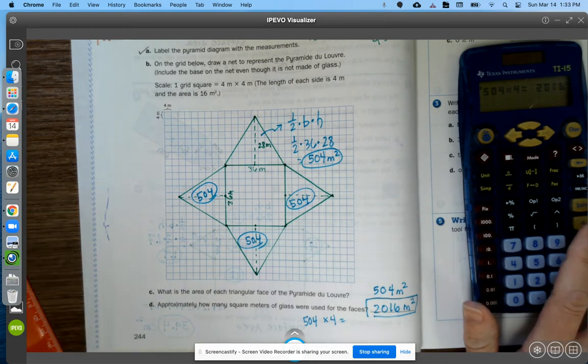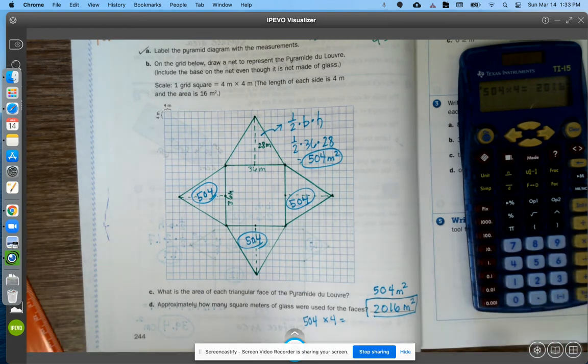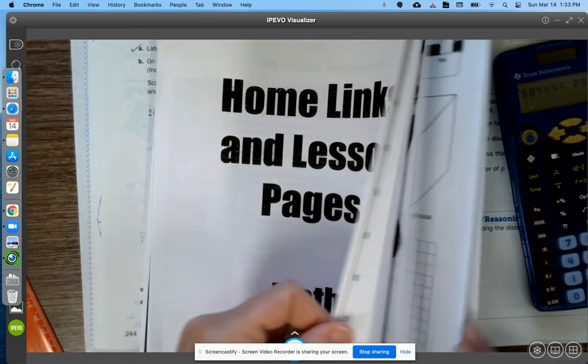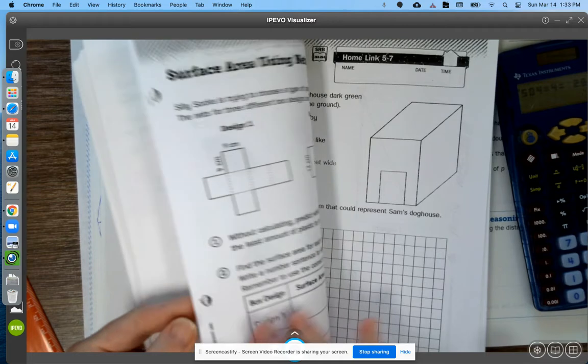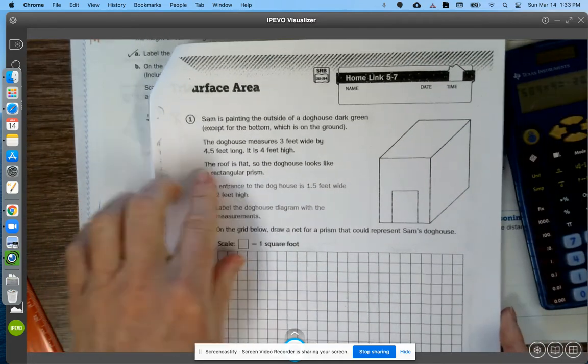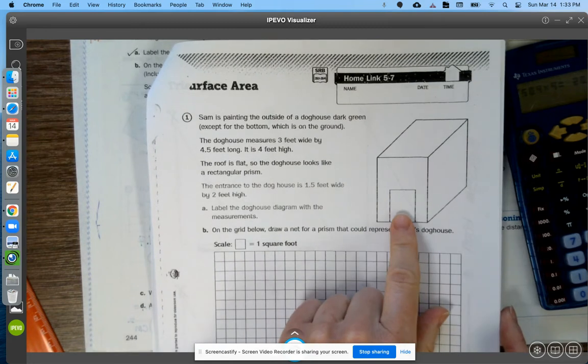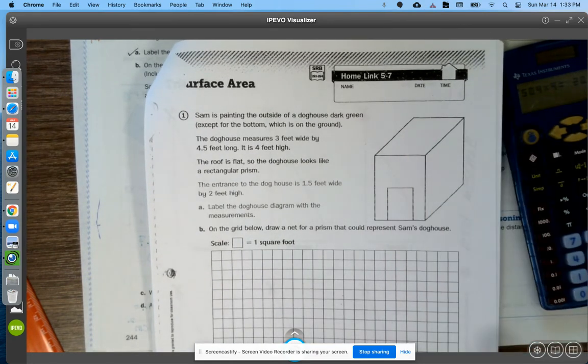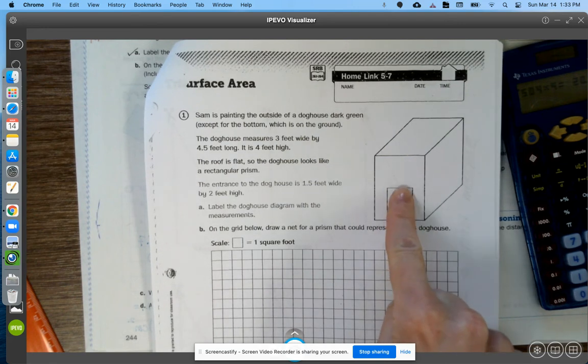The last thing for today is a home link. And so if you go to your home links packet, you're going to find Homelink 5.7. And it's got like this little doghouse on it. Okay, so it's a rectangular prism. And it's got a little door cut out of it.